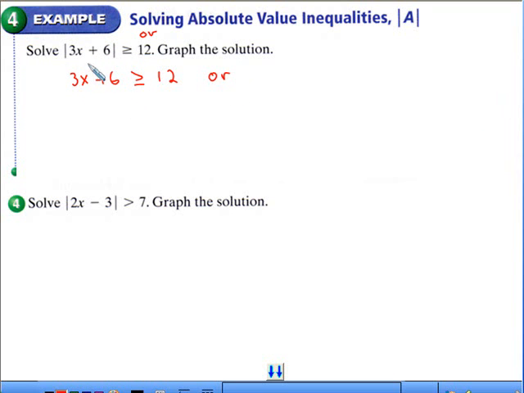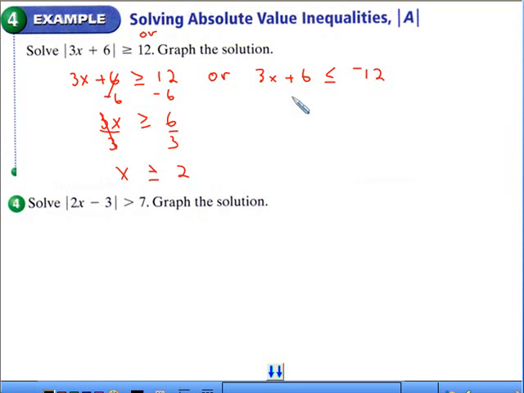Or, now whatever's inside here stays the same, 3x plus 6. Flip the arrow. Is less than or equal to, and make the 12 negative. And then work them out separately. Minus 6. 3x is greater than or equal to 6. Divide by 3. X is going to be greater than or equal to 2.